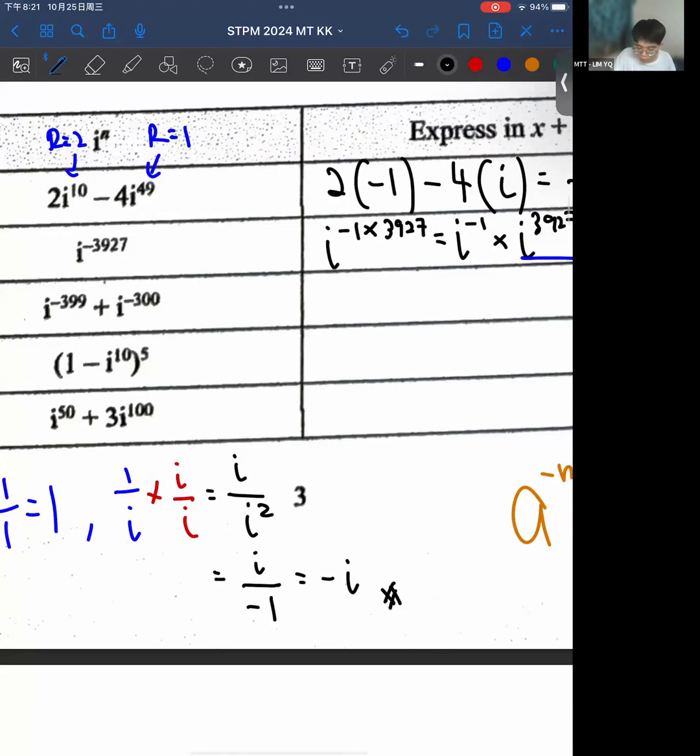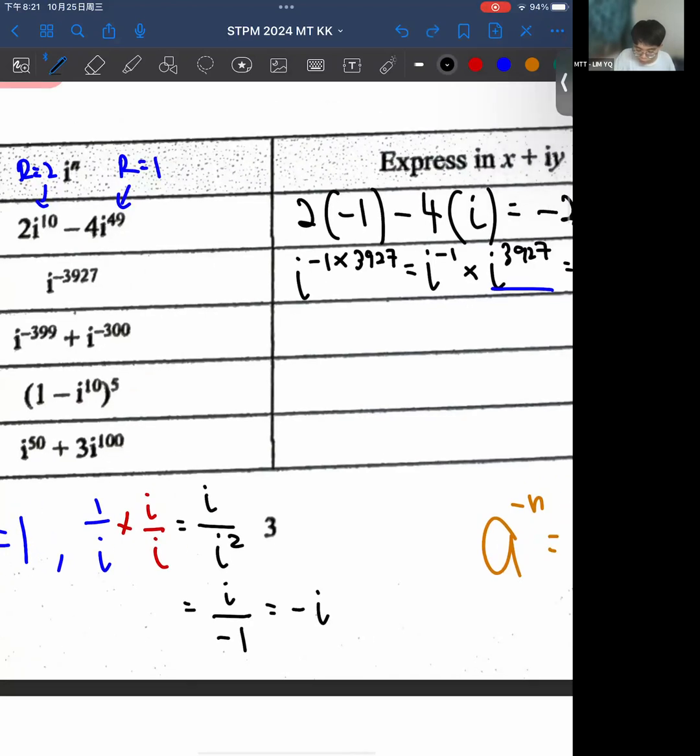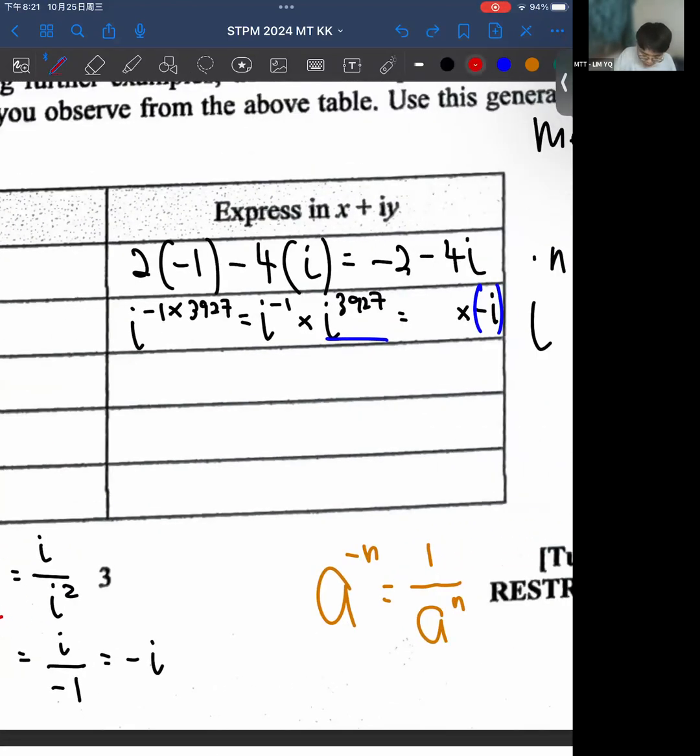Okay. So 1/i is equal to -i. Here I already showed you. So we substitute back. Here, -i. What is -i multiplied by -i? Positive i squared.